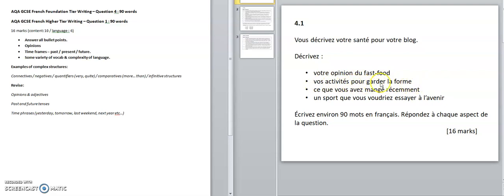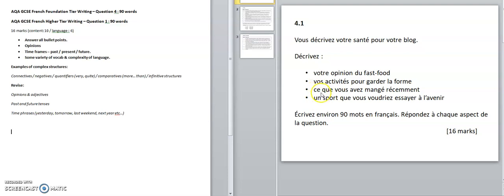Now, pour garder la forme means to keep fit, but if you didn't really know that, activité, as long as you know that you're writing about health, you could write something sensible there. And then you need to look out for time frames as well, because you will for certain have one of these 4 bullet points asking you something about the past, and one of them will be asking you about the future. So you need to look out for those. There's nothing in that bullet point or this one that suggests it's about the past or the future, so we know these 2 are going to be those.